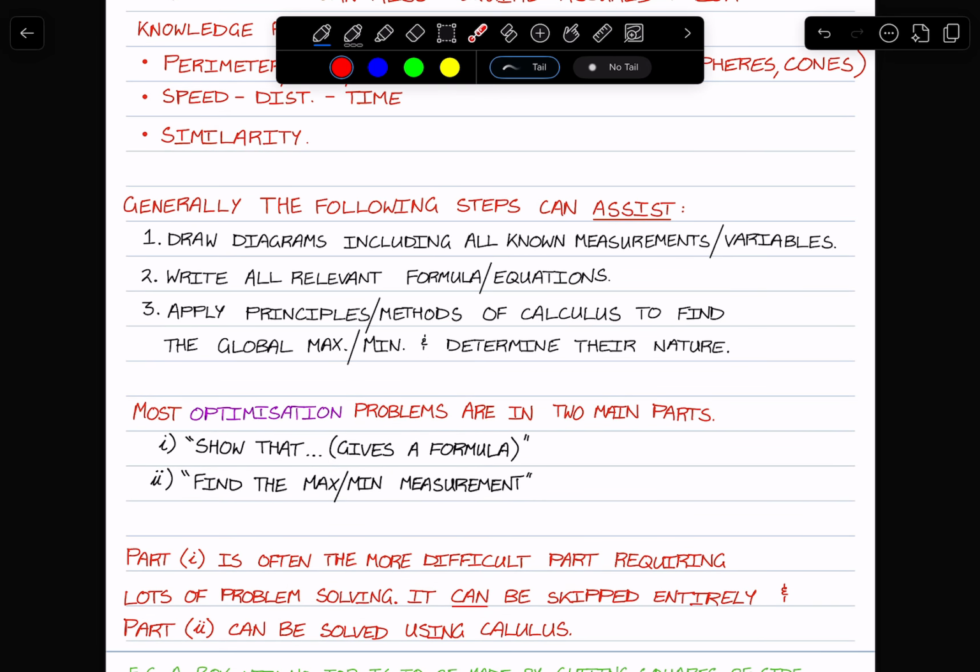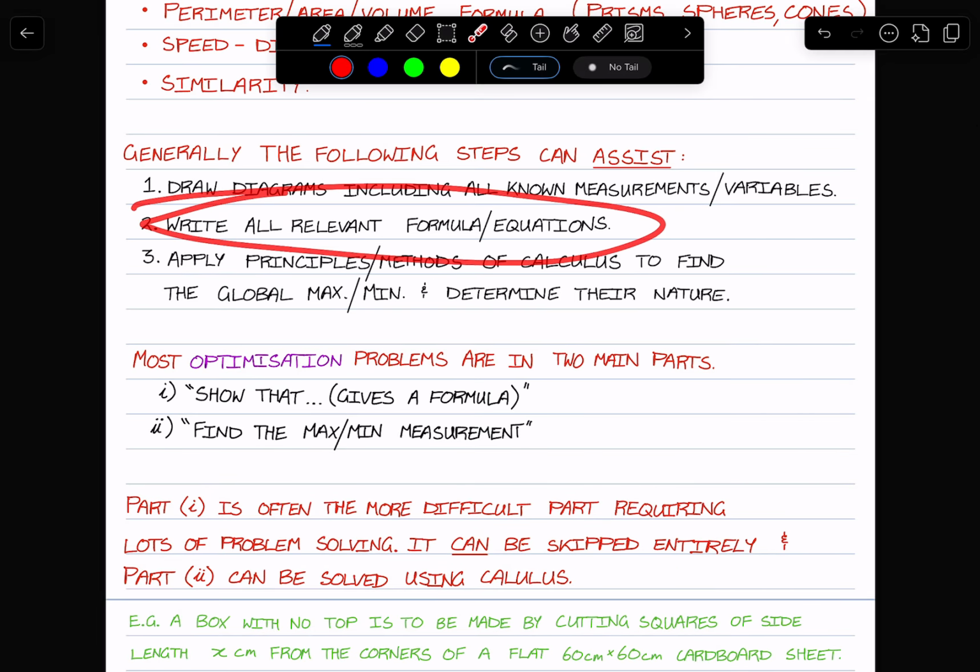Now, generally, the following steps can assist, but it's not a conclusive way of solving this. Step one is, if it requires a diagram, draw a diagram and add in measurements and variables that we know are present in the problem. If it's to do with certain formulas, let's write those formulas out. And lastly, we're going to be using a lot of our knowledge of calculus to simply find a global maximum or global minimum and determine their nature.